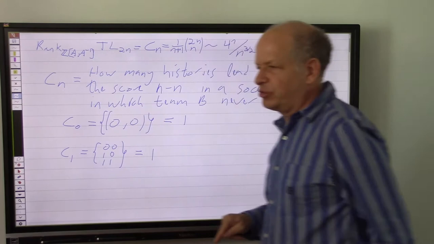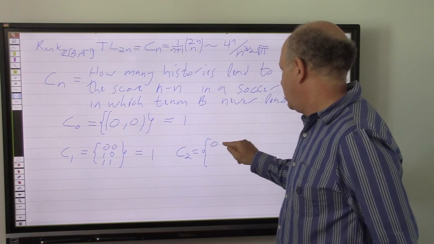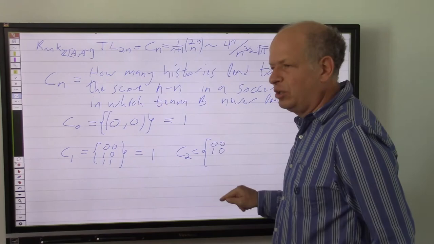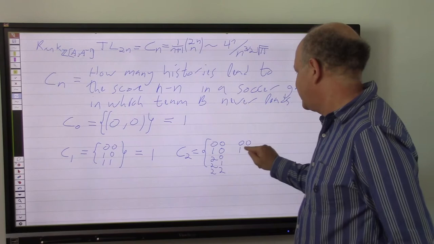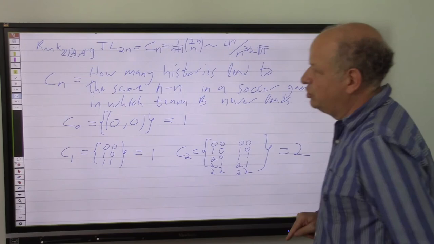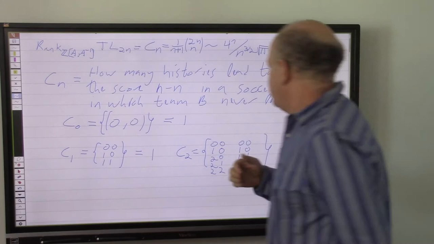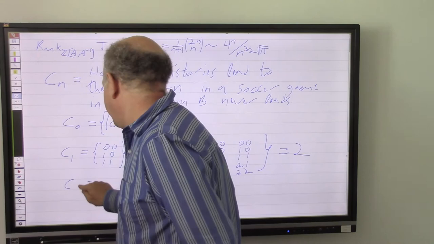Let's check C2. We have to start with 0, 0. Then it has to be 1, 0. Then one possibility is that it will continue to 2, 0, 2, 1, 2, 2. And another possibility is 0, 0, 1, 0, 1, 1, 2, 1, 2, 2. And these are the only two possibilities, so C2 is equal to 2. Okay? And you are welcome to verify that C3 is equal to 5. And in fact, we will verify it in a minute. You know what? Let's do it right now.